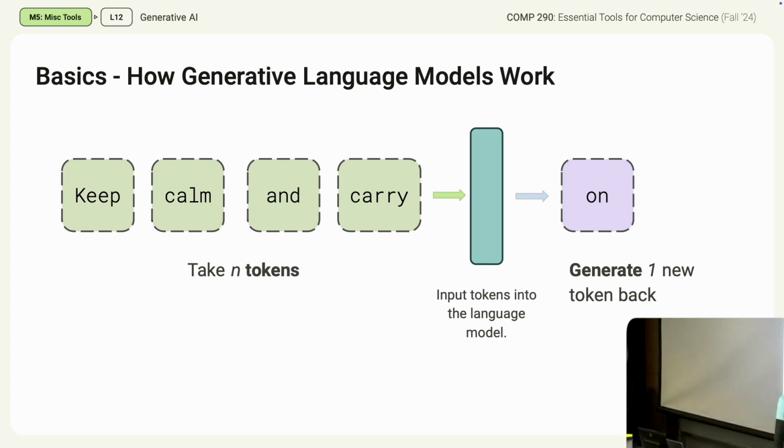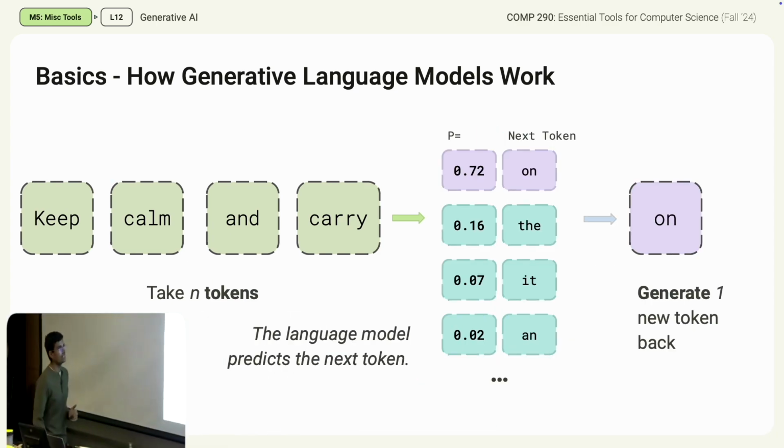And then it's going to generate one new token back. More specifically, you can see something like this, where the language model is going to, let's say these are the most common. Like, you could say keep calm and carry on. That is the common expression. But you might say something else, right, in natural language, like keep calm and carry the apple, right? So maybe apple, or like the apple, could be another continuation of the sentence. Or keep calm and carry it. Or keep calm and carry an apple, right? Something like that. Those are all different ways of completing the sentence.